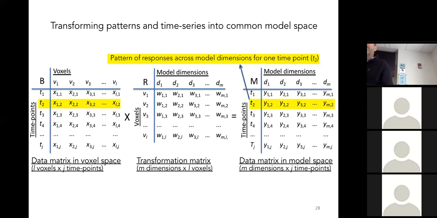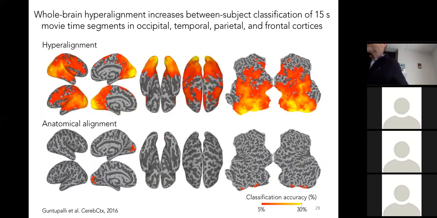So we ran exactly that analysis, and we just used a correlation-based nearest neighbor classifier for 15-second time segments. So we take 15 seconds of brain data in one subject and ask, are the patterns in this subject most similar to patterns of activity in other subjects while they were watching the same part of the movie or some other part of the movie?